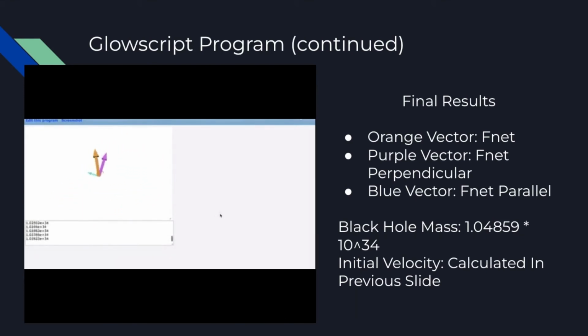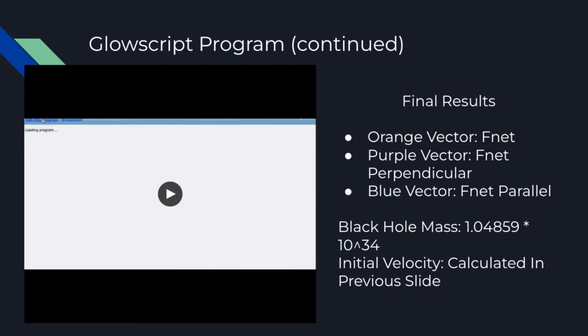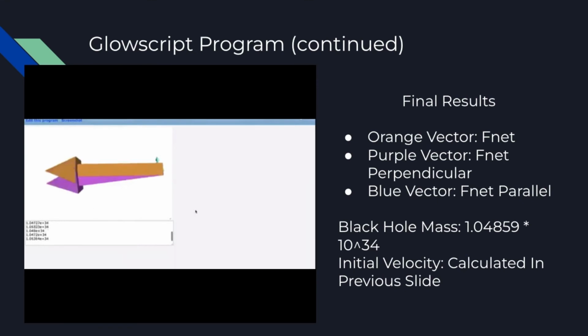This is just it running, and you can see in the code that it's moving pretty fast, and one of them shows the velocity. For our final results, the orange vector is the net force, the purple vector is the perpendicular net force, the blue vector is the parallel net force, and listed there is our black hole mass. Our initial velocity I already mentioned in the previous slide. Oh, and the black hole mass is in kilograms.